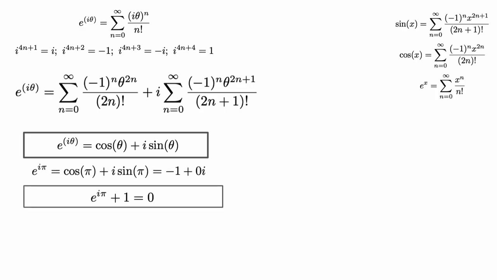A special case of Euler's identity is when we use the angle pi. So e to the i pi is equal to cosine pi plus i sine pi. And cosine of pi is equal to negative 1 and sine of pi is equal to 0. So rewriting that, I have e to the i pi plus 1 is equal to 0, which is a famous and special case of Euler's identity.